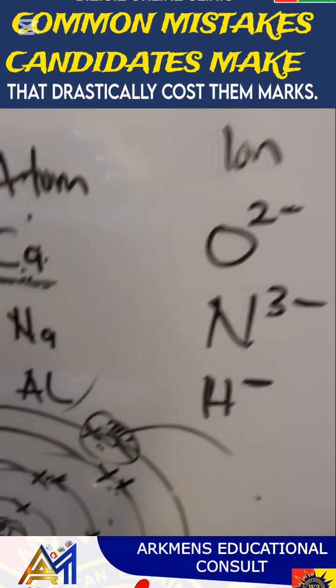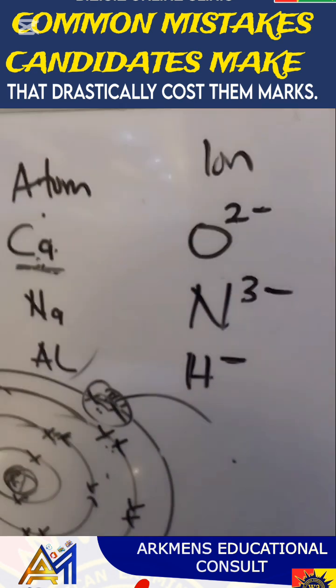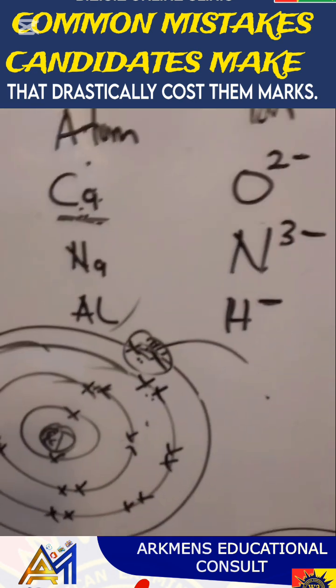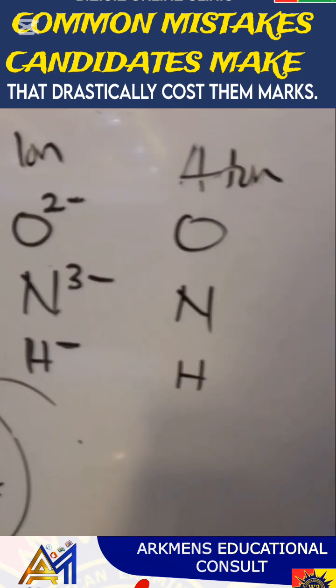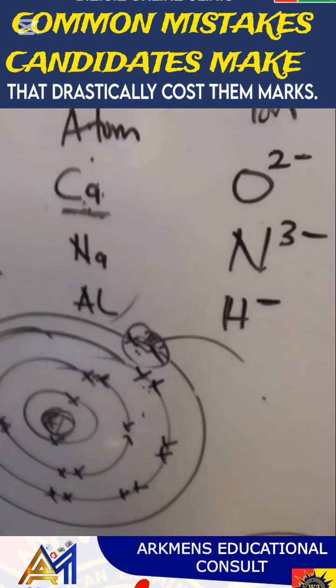So basically, this is how metals and non-metals are formed. When they donate and they have a positive charge, they become metals. And when they receive to become a negative charge, they become non-metals.